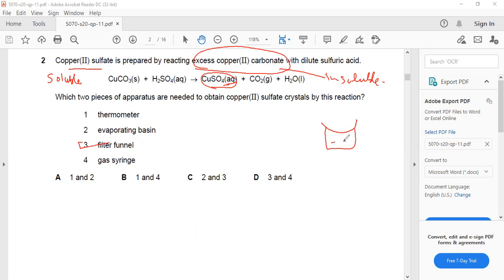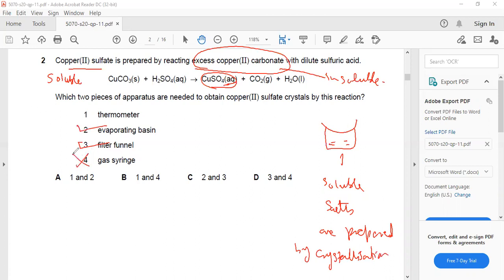All soluble salts are prepared by crystallization. And where do you do crystallization? In an evaporating dish, evaporating basin. You need this also. You don't need a gas syringe for preparation of salt, and you don't need a thermometer either. There's nothing to do with temperature in the preparation of salt. So 2 and 3 means C is the answer.